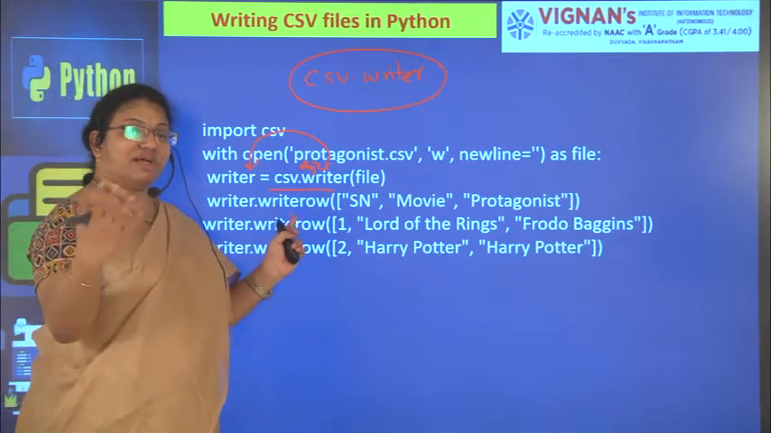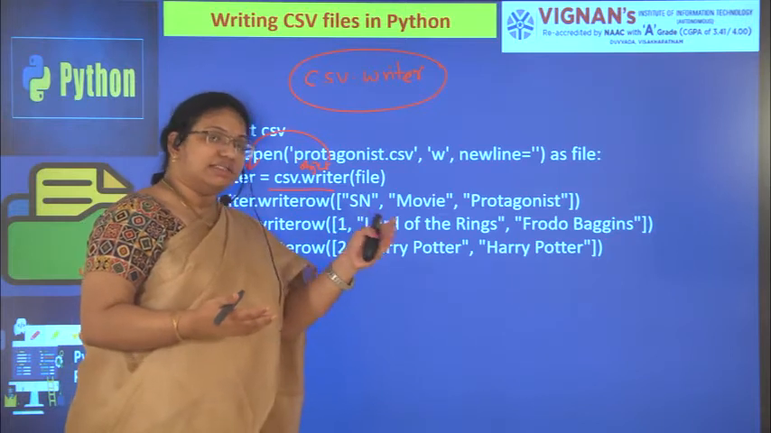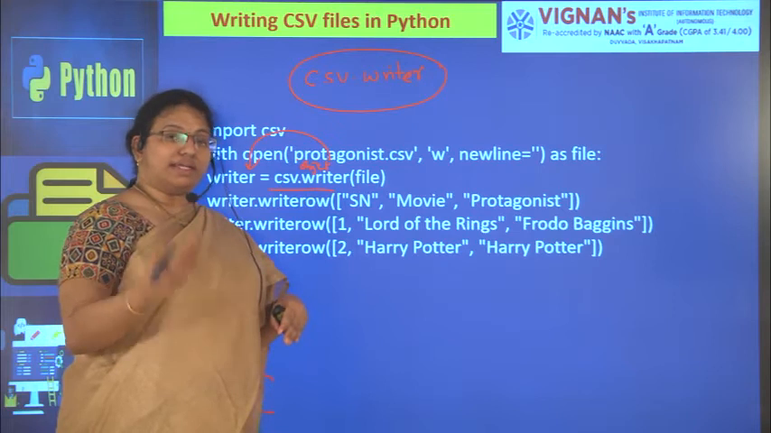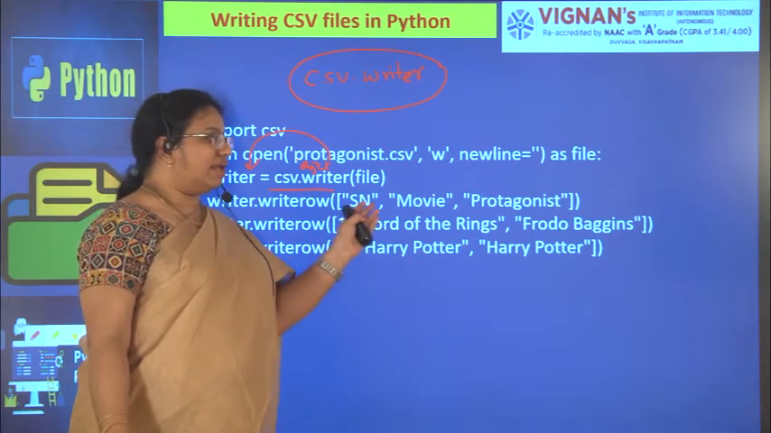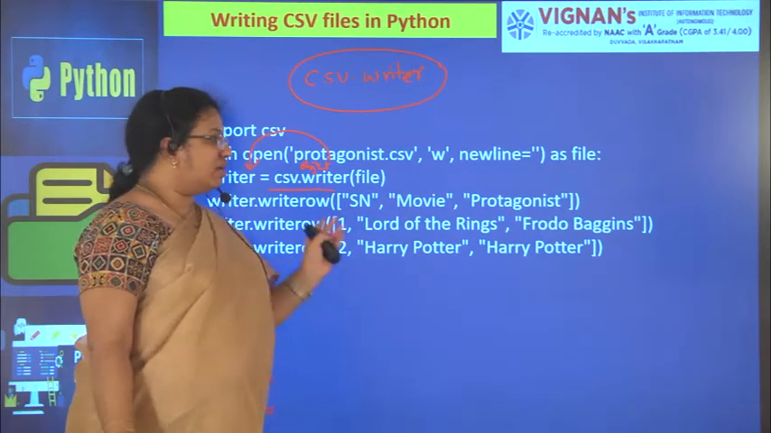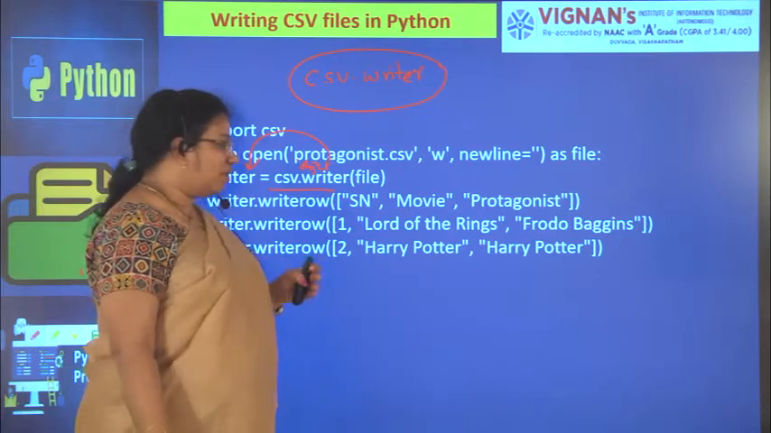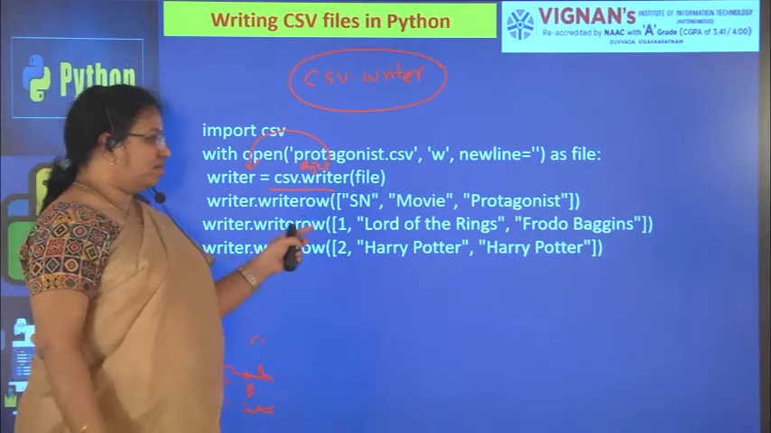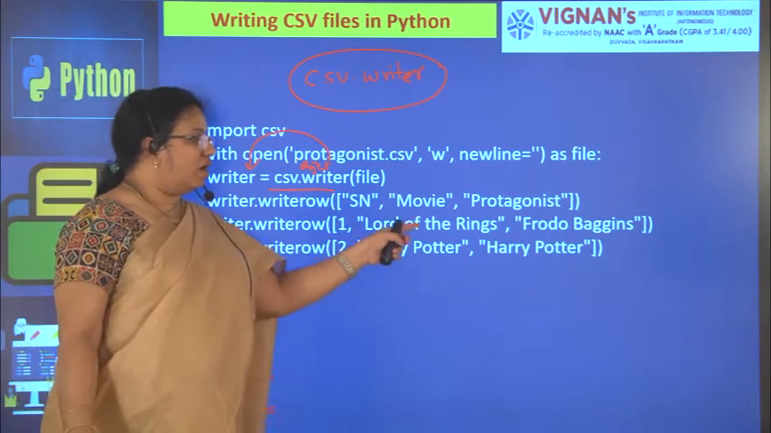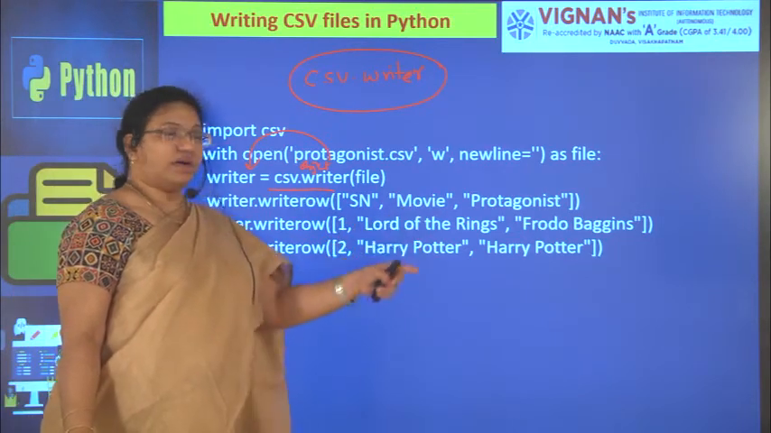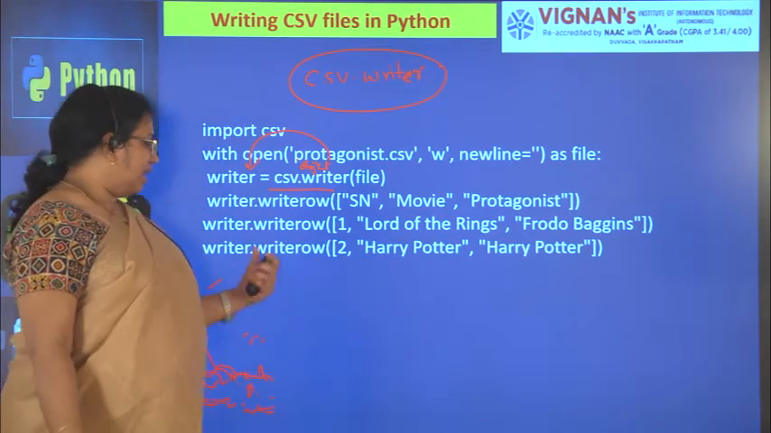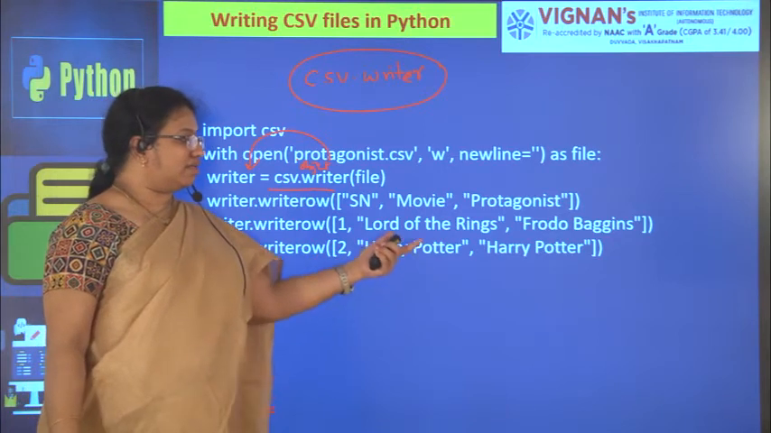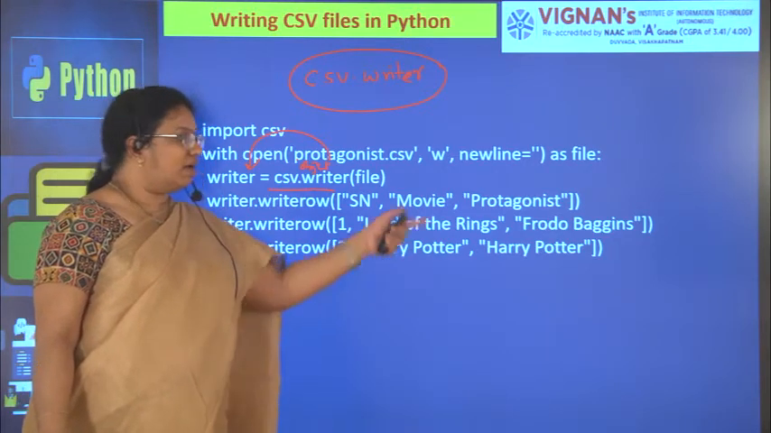The first line, as I told you, is the names of your columns. Let us consider the column names as serial number, movie name and protagonist. Then I am writing the second row: serial number 1, Lord of the Rings is the movie name, and the protagonist is Frodo Baggins. The third one, I am writing another row: 2, Harry Potter is the name of the movie and Harry Potter is the protagonist name.